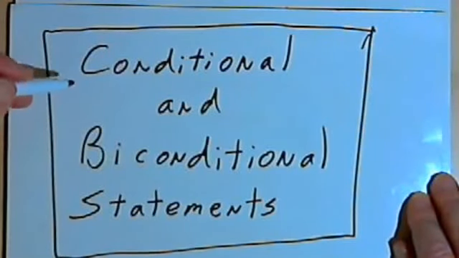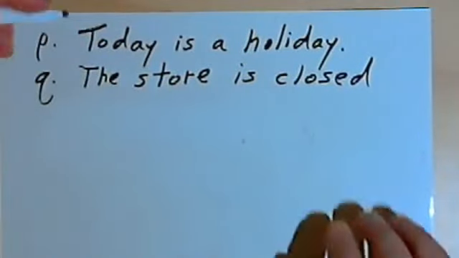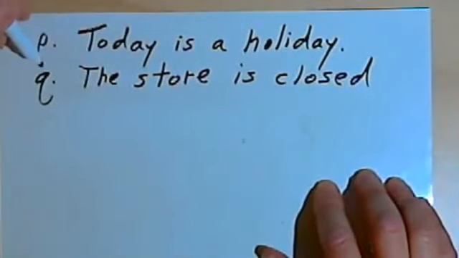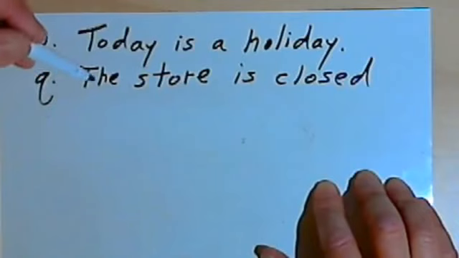This video is going to be about conditional and biconditional statements. So here's an example with a conditional statement. We start out with two statements. Statement P, today is a holiday, and statement Q, the store is closed.